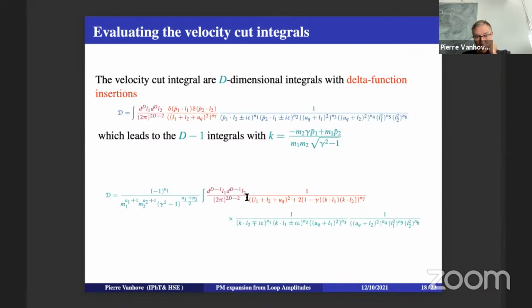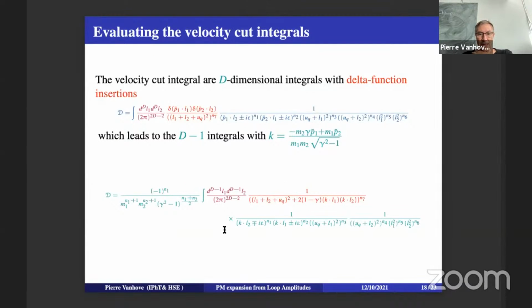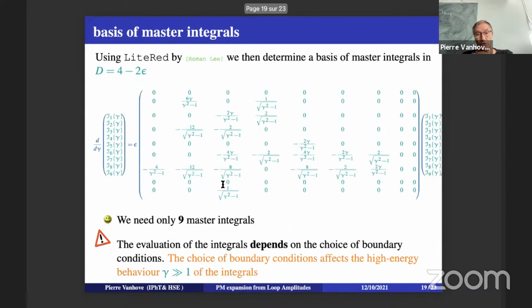And now what you get is something that is a propagator, but the propagator is not a standard one. So it has this deformation, this is the energy of your two-body problem. And then K is some momentum that is a combination of the two incoming momenta. So you need to compute these integrals. So what happens is that this type of integrals, the family of integrals, all the integrals you meet in that form, you can actually do the tensor reduction using LiteRed by Roman Lee.